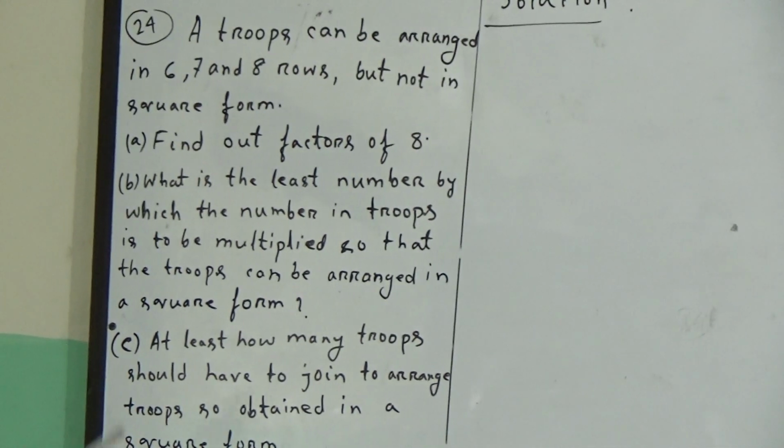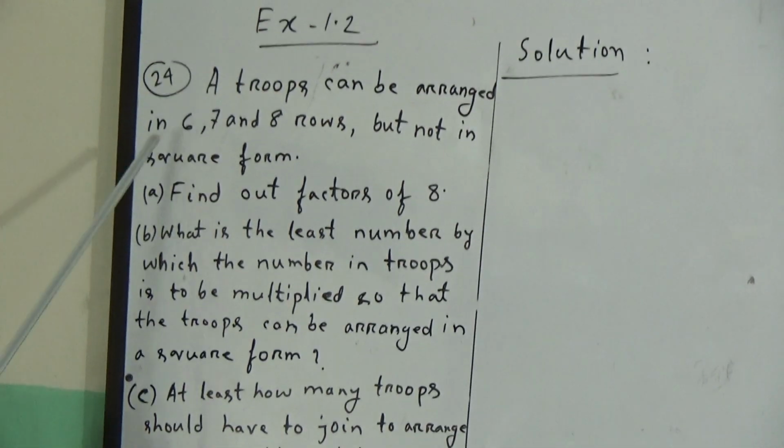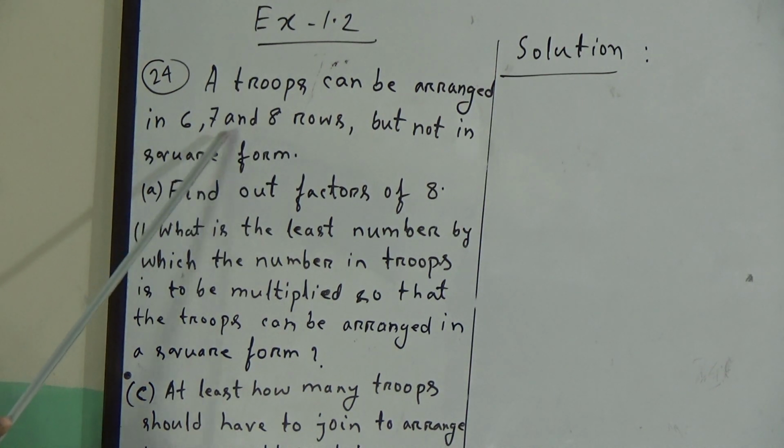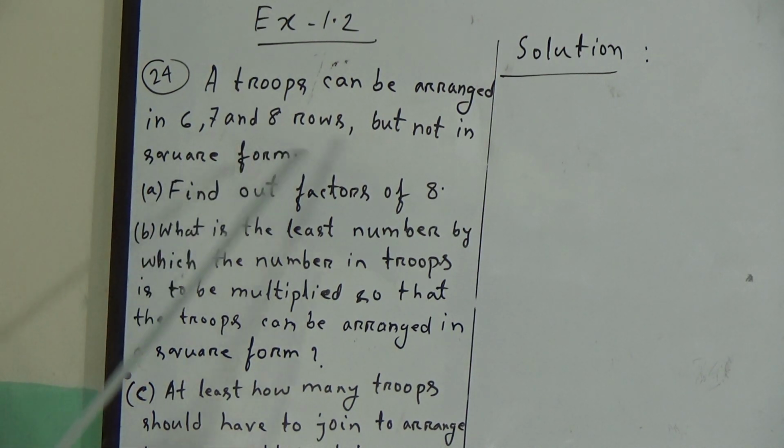This is a CQ. Here in the stamp it is written that 8 groups can be arranged in 6, 7 and 8 rows but not in square form. A number question: find out factors of 8. At first we will solve A number. Find out factors of 8.